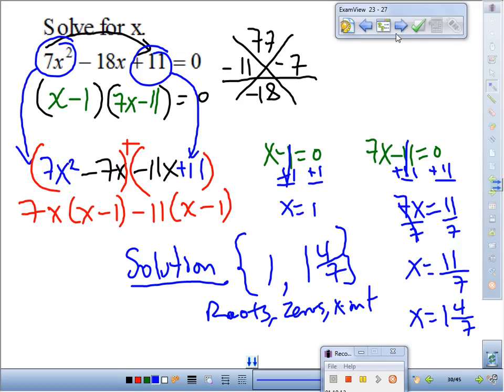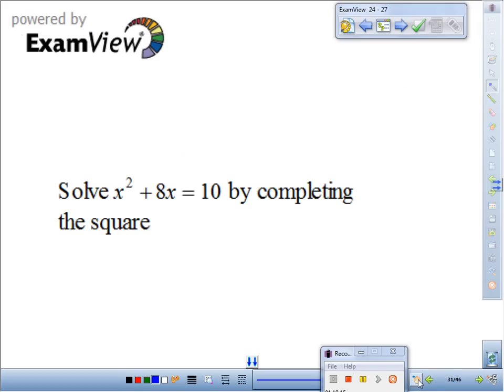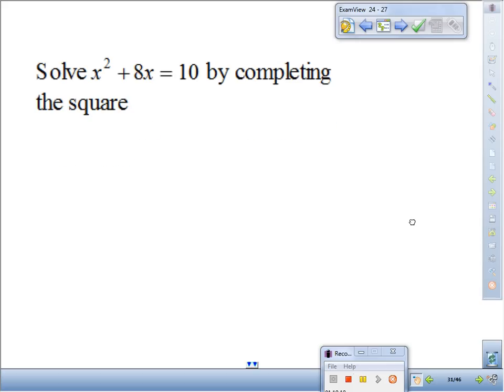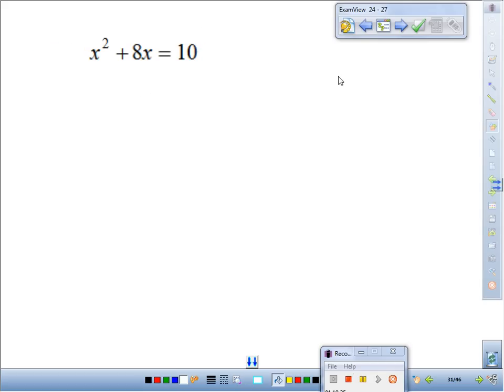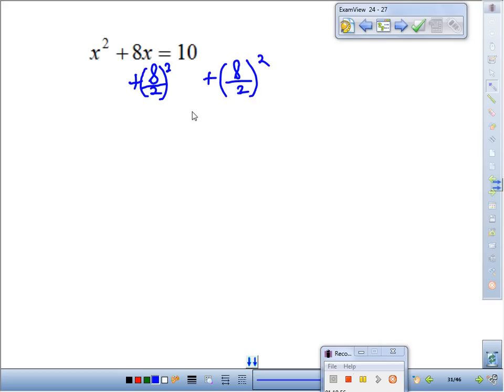Go to number 24. Here we go. Completing the square. Like I said, this is similar to what we've been doing on the warm-ups. So by completing the square, let's look at it. It looks like they already did some work for us. Watch. Let me get some stuff out of the way so it doesn't distract you. If you notice, they already got rid of the constant for us, right? Yes. So we just need to add b over 2 squared. What is b? 8. So we add 8 over 2 squared to each side.